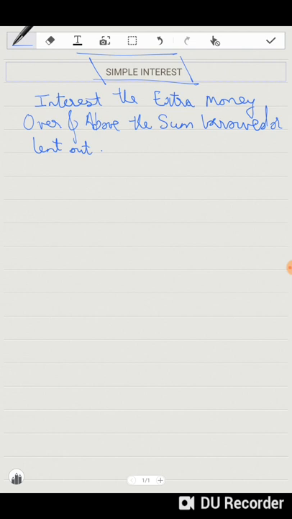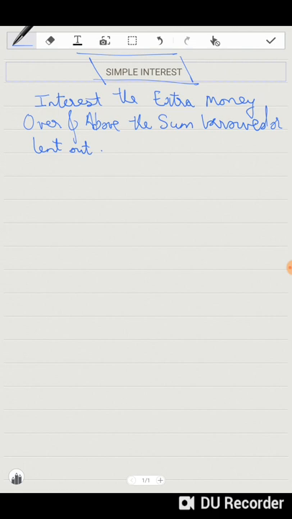So if a person is borrowing money, he needs to pay some extra money, right? So if I borrow 100 rupees from John, then I need to pay back more than 100 rupees whenever I pay back after a certain period of time which I have promised, right?